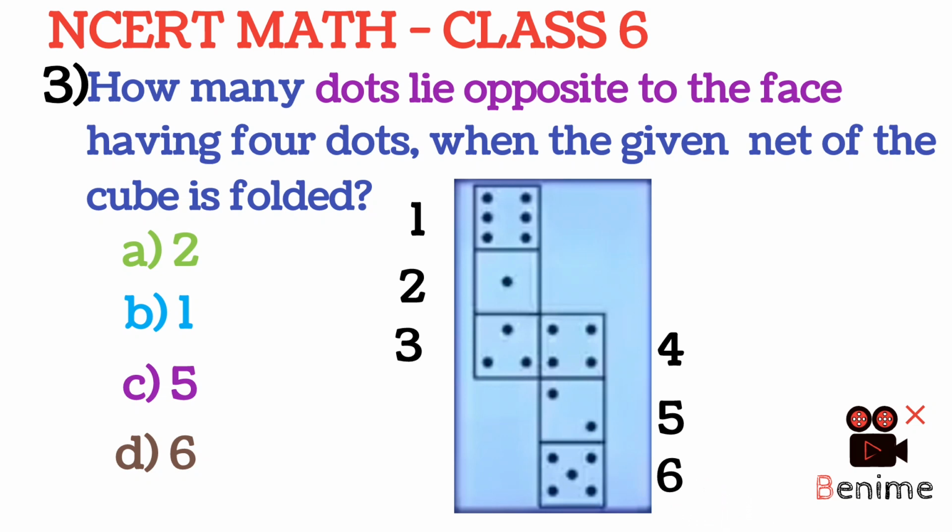Nothing but the person is standing on the 4 dotted side of the dice, okay, and on the top of his head there will be the 5 dotted side of the dice. So this is the answer. Answer is 5. Okay.